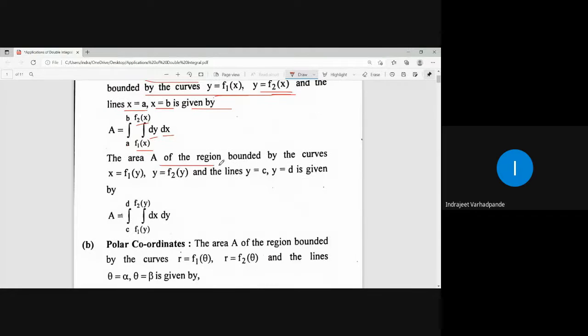The area A of the region bounded by the curves, if it is in this way, x is equal to f1 of y, and x is equal to f2 of y, and the lines y is equal to c, y is equal to d, is given by A from c to d. Initially we will be integrating first with respect to x, so limits are f1 of y to f2 of y dx and dy.